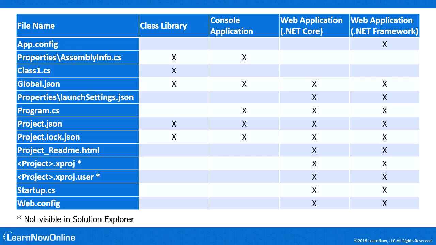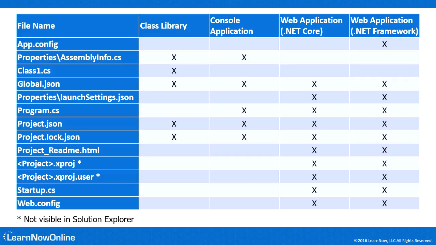And then the remaining files apply just to the web applications. Project.readme, that annoying yet helpful file. Then there's an xproj and an xproj user. Those are essentially replacements for the csproj and the vsproj files, but we'll take a look at those and talk more about what those are, because those are involved in the changes coming to project.json.